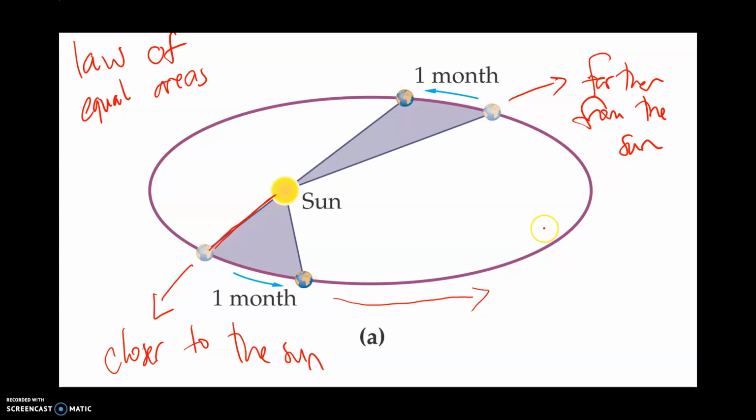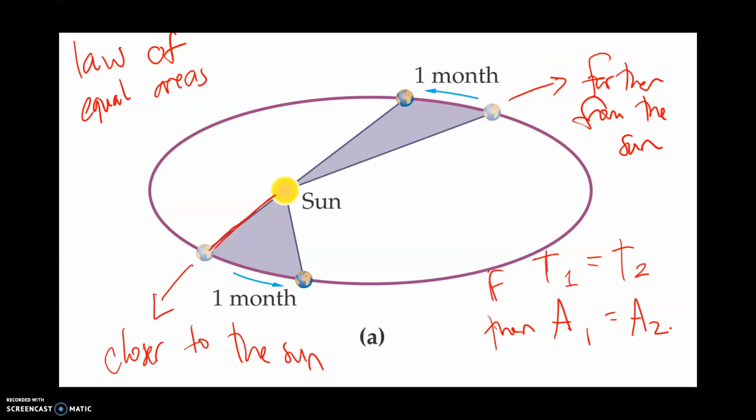And this is basically saying, let me erase this arrow so I have some more space to write, that if the time, so t, we're going to say t1, is equal to t2, then A1, which is the area, is equal to A2. So the area of each planet's cover in space is going to be the same for the same period of time.